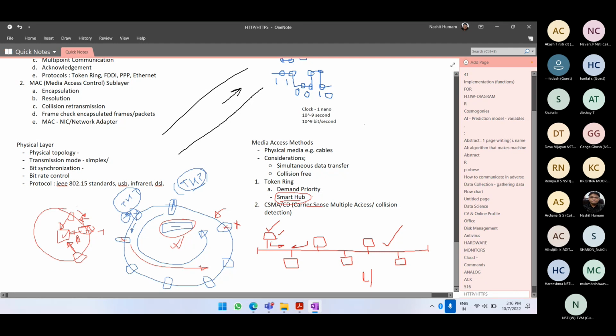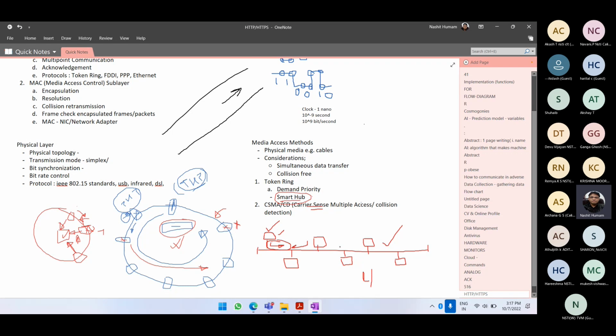So what happens is, if there is no signal on this network, no carrier signal I sense, and I have to transmit some data, I put my carrier or my sensing signal on this network.